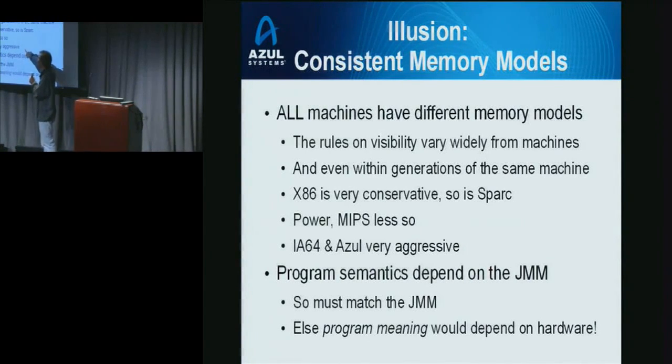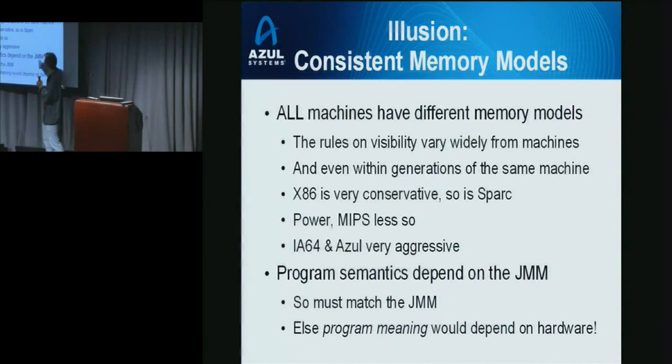Power and MIPS have a more aggressive memory model, and Azul and Itanium actually have a very aggressive one, allowing wide out-of-order behavior at the hardware level. Now, we map this very out-of-order, widely varying load and store timing back to the Java memory model by doing something. Okay, next slide.